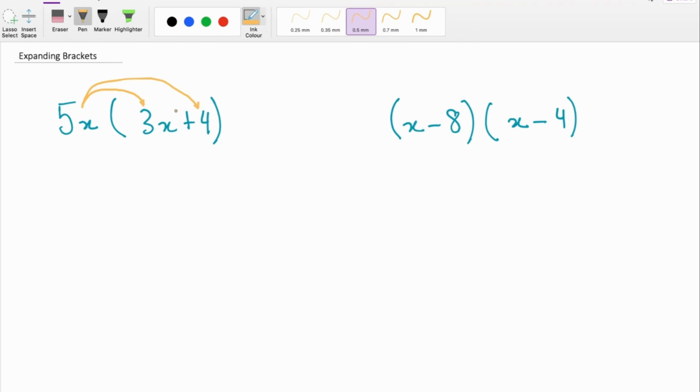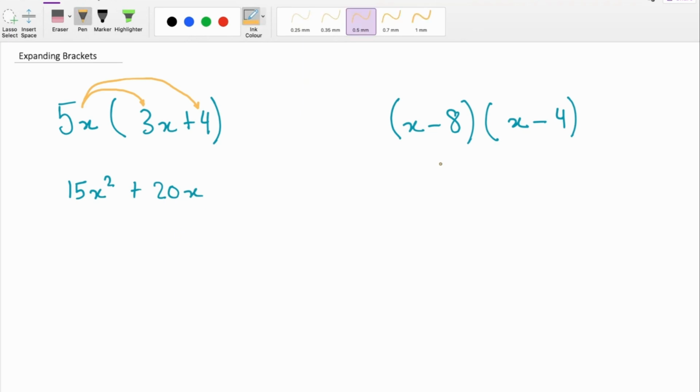Let's go ahead and do that together. Starting with the first, 5x times 3x. 5 times 3 gives us 15. X times x gives us x squared. So 5x times 3x will give us 15x squared. The second step is 5x times plus 4. 5x times 4 will give us 20x. And that is our answer.